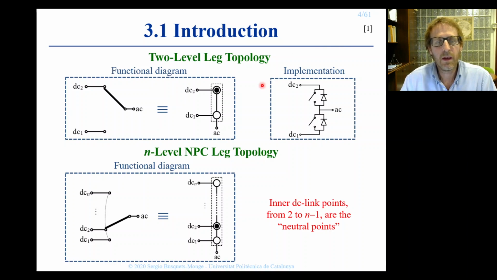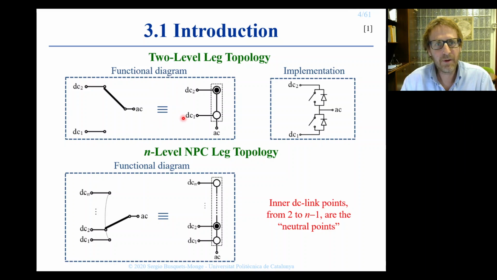As you all know, the two-level leg topology, widely used in many converters, is functionally equivalent to a single-pole double-throw switch, as represented here on the left. We have an AC terminal that can be connected to two DC link points, DC1 and DC2, and the position of the switch is telling us to which terminal the AC terminal is connected.